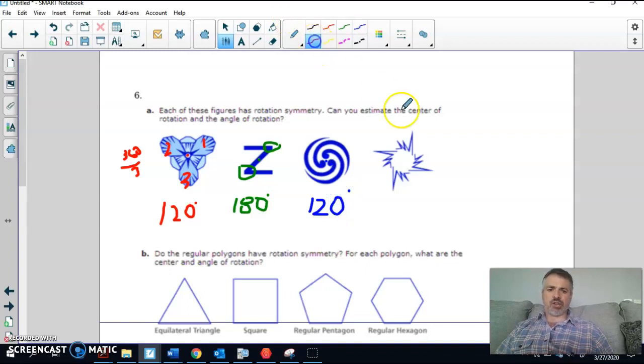Over here on this shape, again, my center would be here, and then I count 1, 2, 3, 4 equal parts. So for this one, the rotational symmetry would be 360 divided by 4, which is equal to 90. 4 equal parts. So it's got 90 degrees of rotational symmetry.